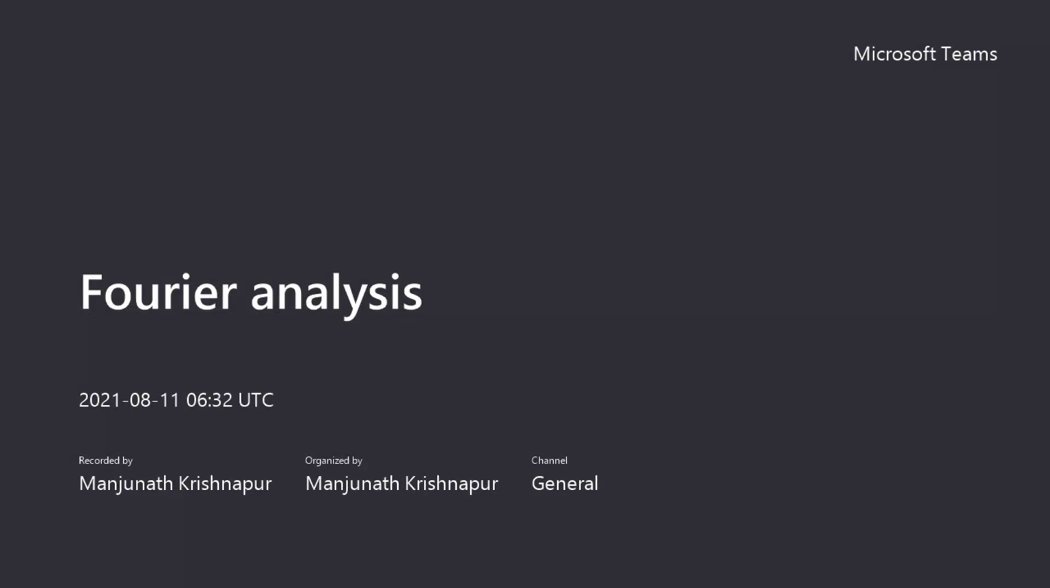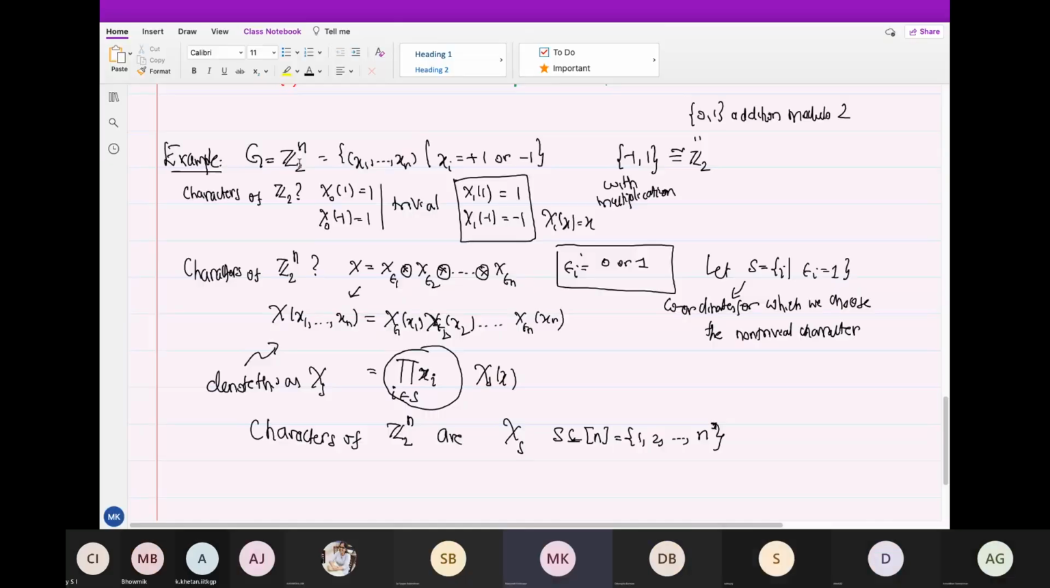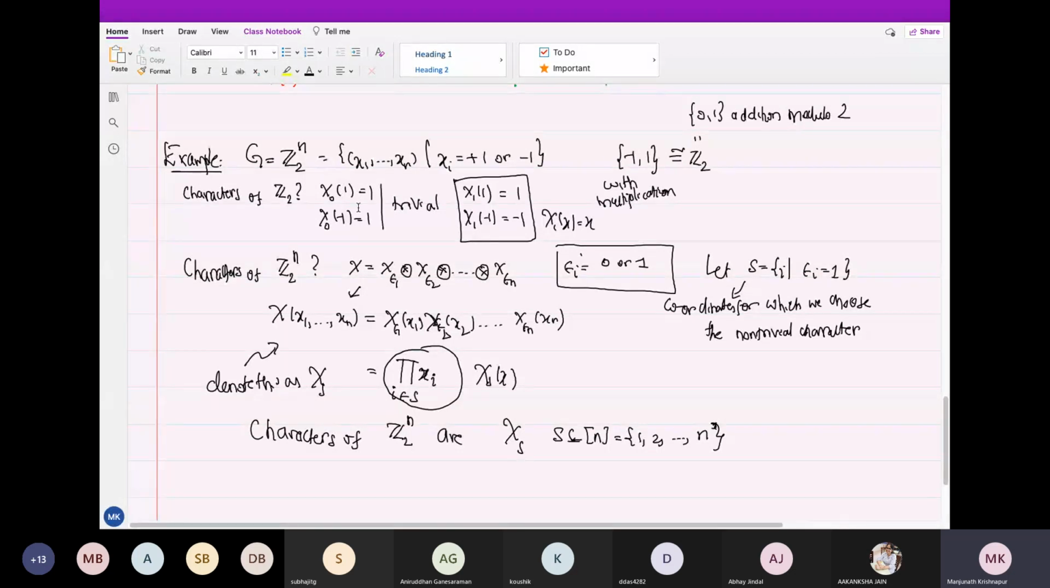What we ended with last time was the example of Z2 to the n. I just worked out the characters. It follows from the characters of Z2. Z2 has only two characters, the trivial character and one other. But the way it is indexed and all, it's better to get used to this notion. I'm hoping to do a little bit with this.